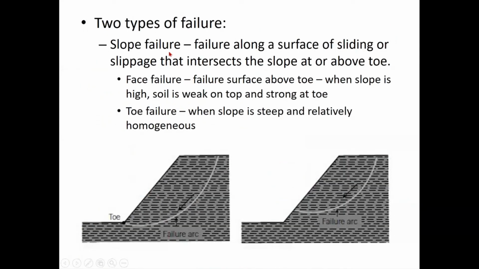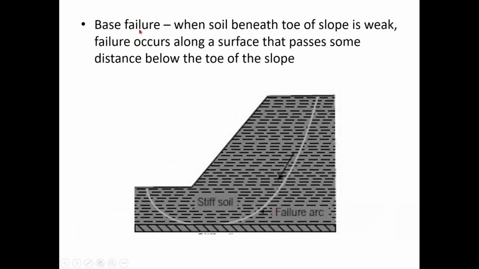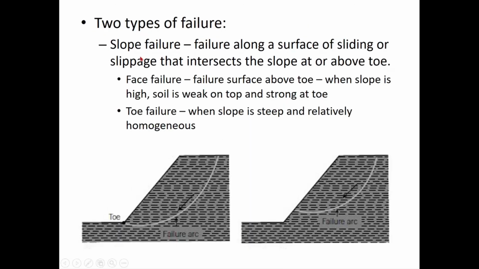So it is basically classified into two types of finite slope failure. One is a slope failure and the other one is a base failure. Okay, so in slope failure we have two types. One is a face failure and the other is a toe failure. So slope failure, this is the slope surface, isn't it? This is my slope surface. As you can see my mouse moving, this is my slope surface.